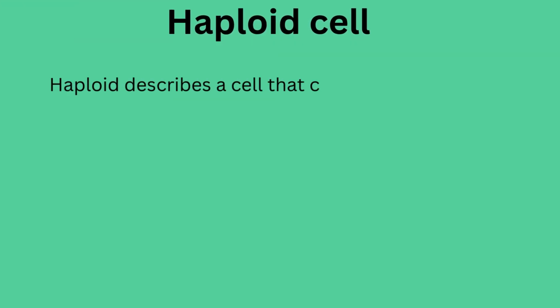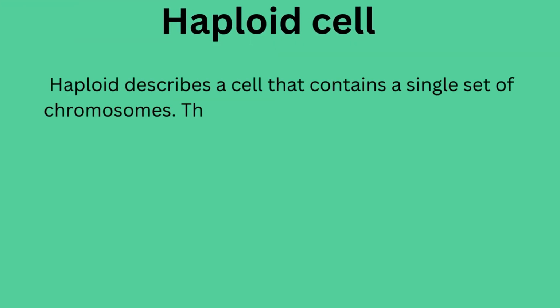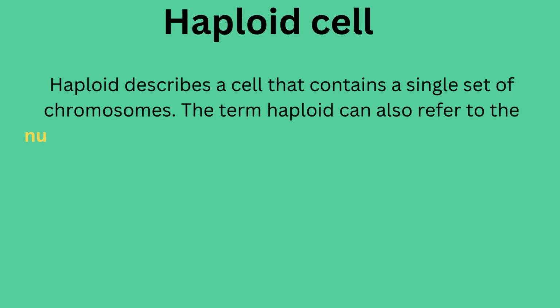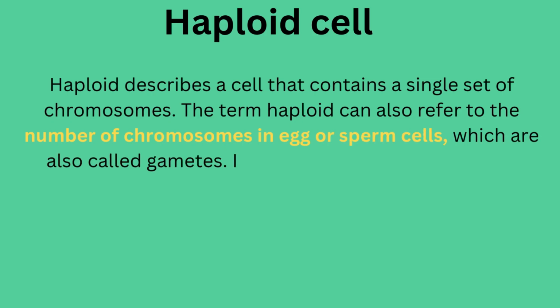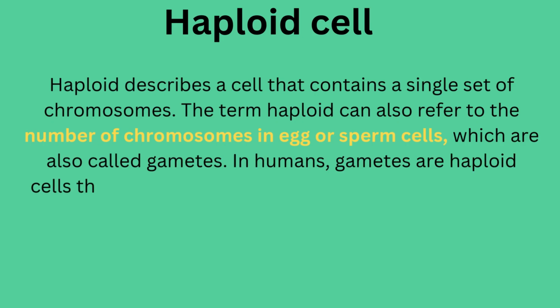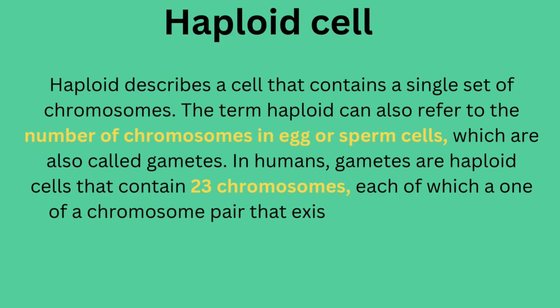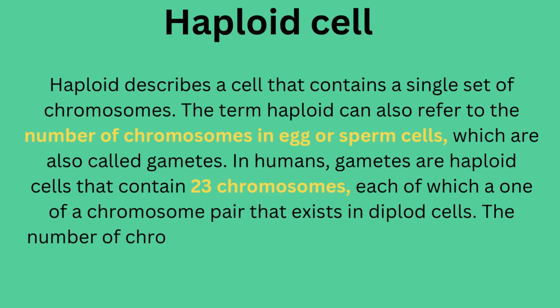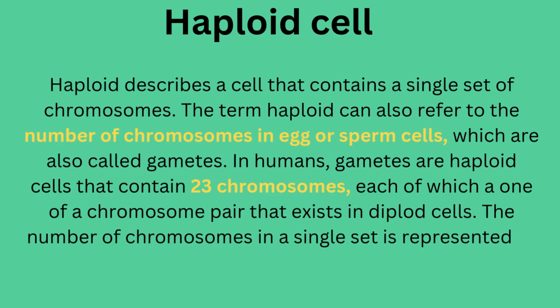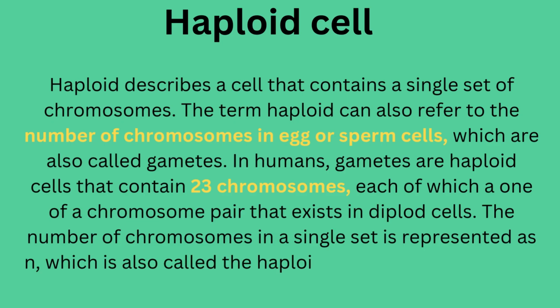Haploid describes a cell that contains a single set of chromosomes. The term haploid can also refer to the number of chromosomes in egg or sperm cells, which are also called gametes. In humans, gametes are haploid cells that contain 23 chromosomes, each of which is one of a chromosome pair that exists in diploid cells. The number of chromosomes in a single set is represented as N, which is called the haploid number. In humans, we always refer to N as equal to 23.